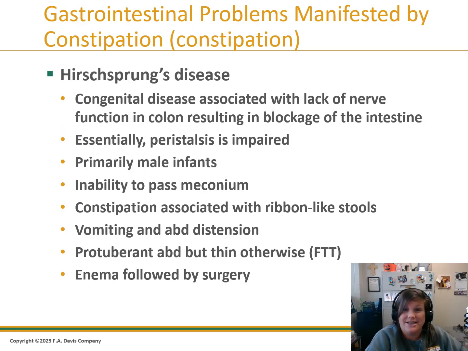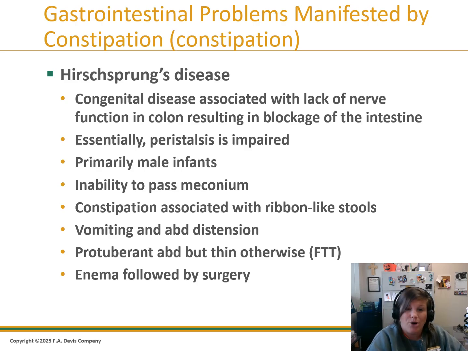Okay, Hirschsprung's disease, another condition that is signature is constipation. I don't have any additional notes than what you see on the screen, but I definitely want to explain it to you because it's one of those that's kind of confusing, and you're probably not going to hear about it in any other course because it is a pediatric condition. So Hirschsprung's disease is something congenital. They're born with it, and it's associated with the nerve function lacking in the colon. So from birth, they have this lack of nerve function in the colon, and the consequence is intestinal blockage.